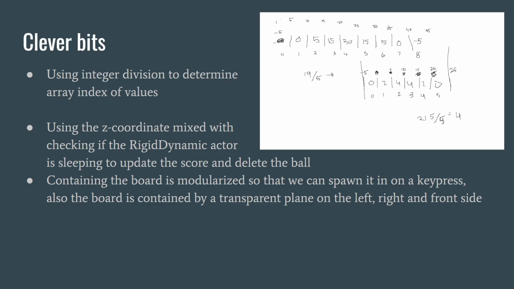What's going on? Another thing we were pretty clever about was containing the board, modularizing it so that we have the three different selected ones, being able to spawn it on a key press, and also being able to delete it. Another thing that I really loved was the back plane that you saw that was wood is actually also supported by two planes to either side of it, and a front part that are all transparent. So the ball actually has no way of escaping.